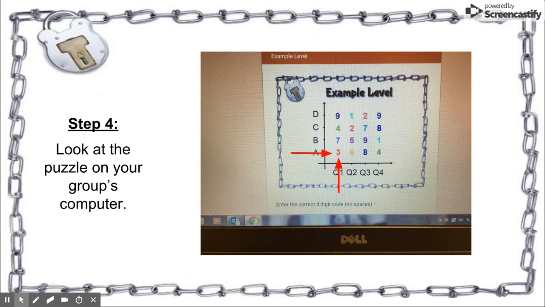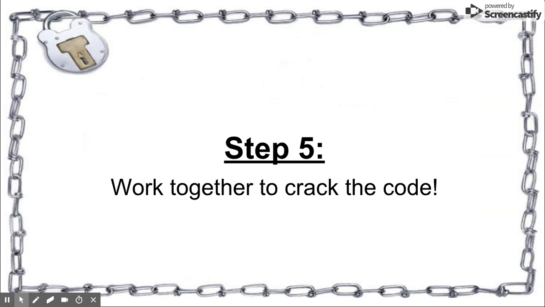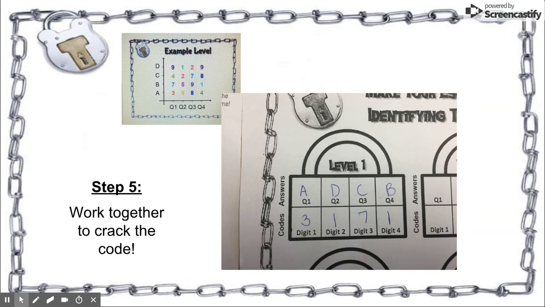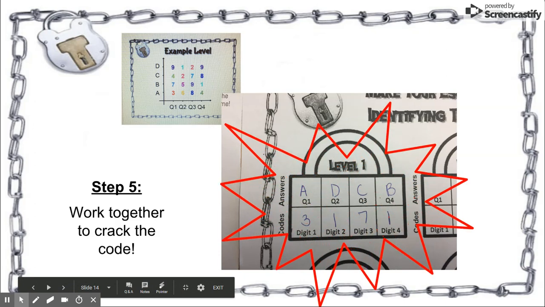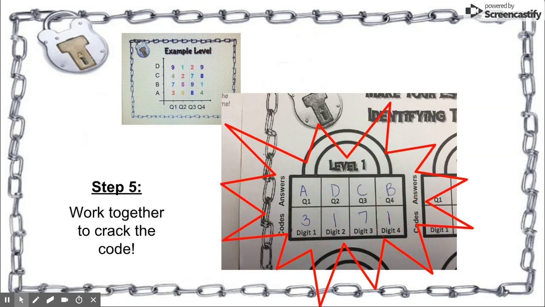Now, once you've figured out how the puzzle works and you can figure out which number goes with each letter, you'll then crack the code together. So you'll fill in the letters across here and then, using the puzzle, determine which number goes with each letter. And then once you've got that, that's the code that you're going to type into the Google form. And if you've got it right, it'll let you move on to the next level.